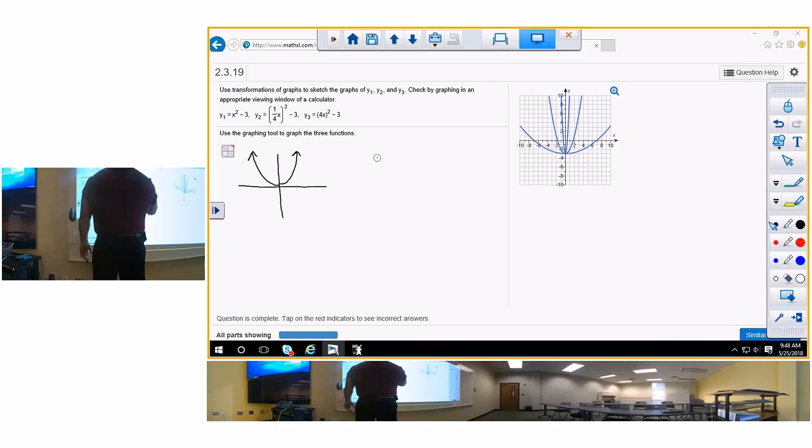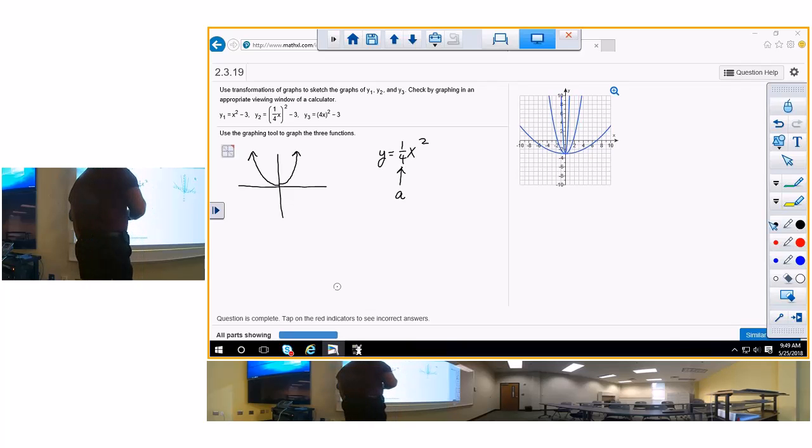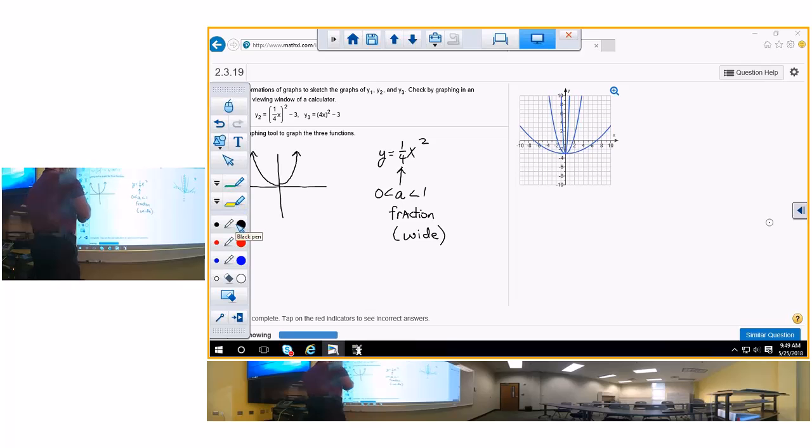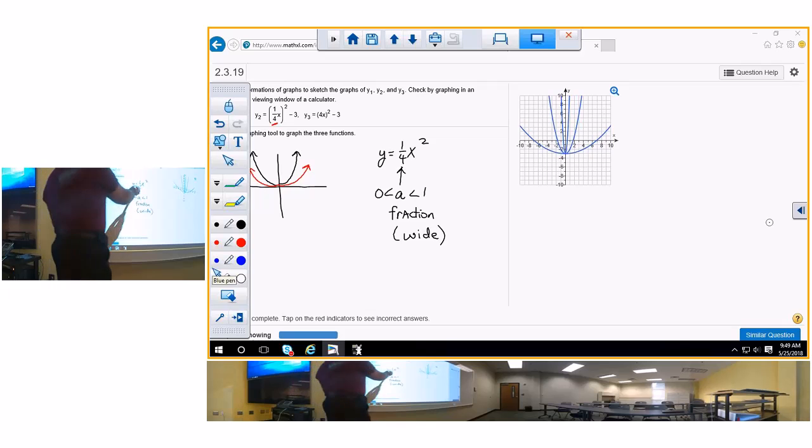So if I have y is equal to 1/4 x squared, this is called a, and I go through this in the video, and that a right there, if it is between 0 and 1, meaning a regular proper fraction, that means it's going to be wide. Okay? So I can already tell, I'm going to do this in red, that this function right here, this 1/4 x squared, is going to be wider than my black function, okay, because of this 1/4.